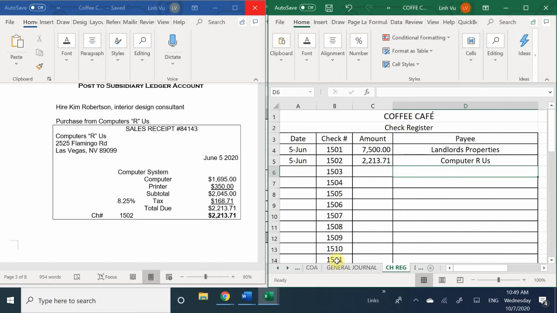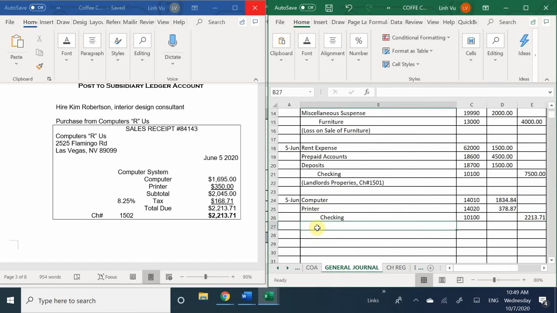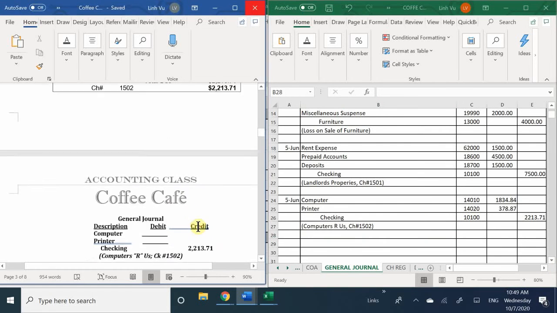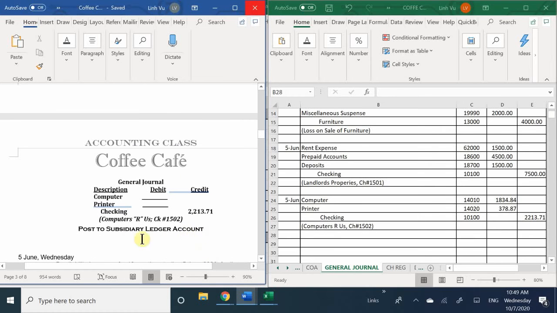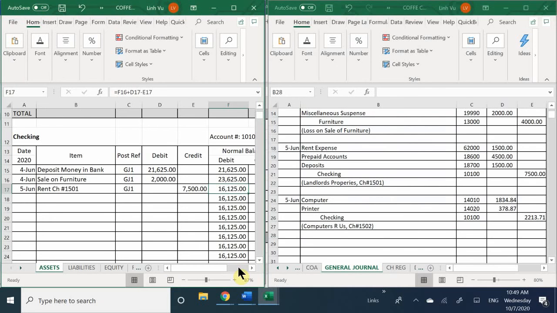Once I update my check register, I can go back to my journal and make sure I fill in that piece of information that I have written out, right? I wrote out a check to Computers R Us. Check number 1502. Good. Now you may go to the ledger because we finished our journal. We finished posting it. Now we can go ahead and post it to our ledger. And then, because we're dealing with our vendor, we need to go to our subsidiary ledger afterwards.